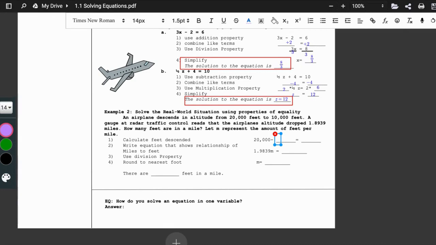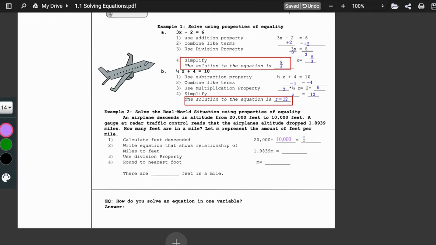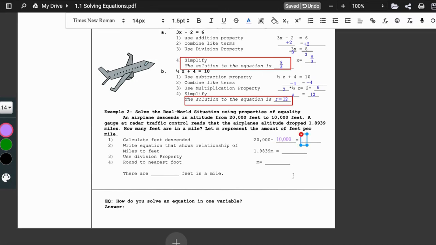And guess what? I could challenge you to figure out which property we're using, but we're using the subtraction property. Notice how it has the subtraction sign, which means I have to do it to both sides, but the other side is 0. So 20,000 minus 10,000 is 10,000. That was pretty straightforward. So now that I know how much it dropped, I want to write an equation that shows the relationship of miles to feet. So I know that it dropped 10,000 feet, but it also dropped 1.8939 miles. Those are the same thing.